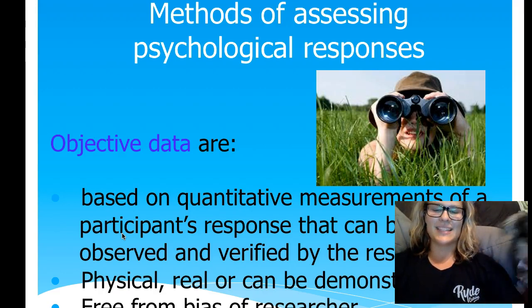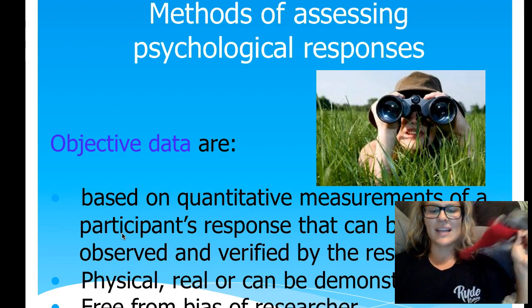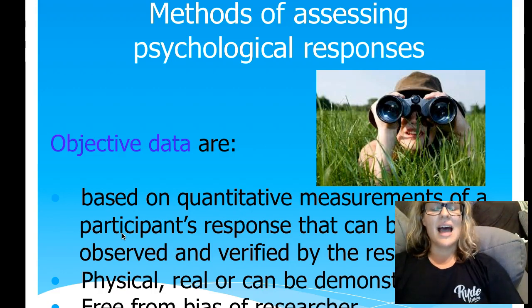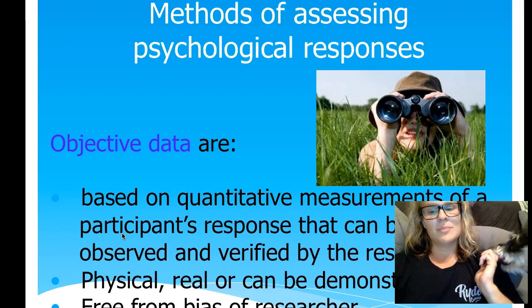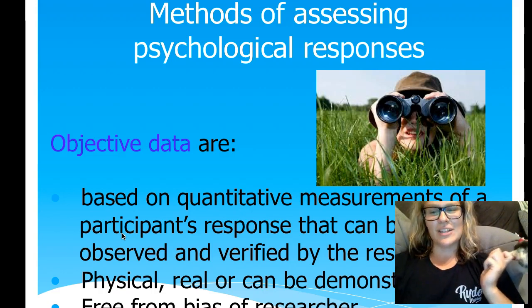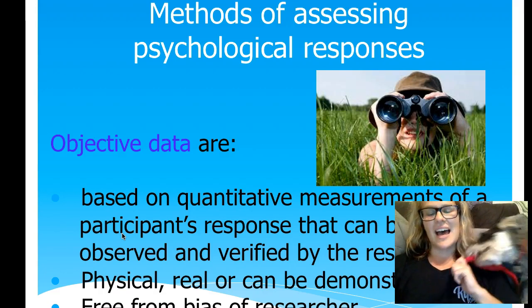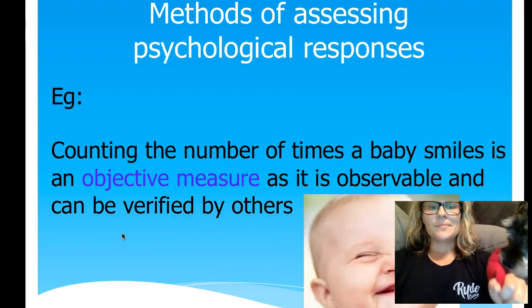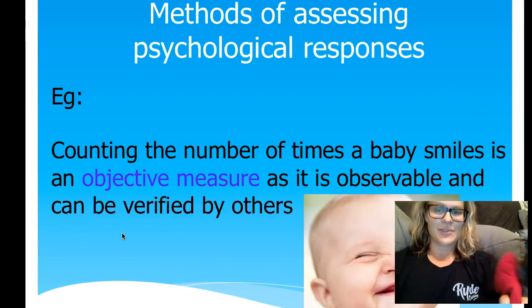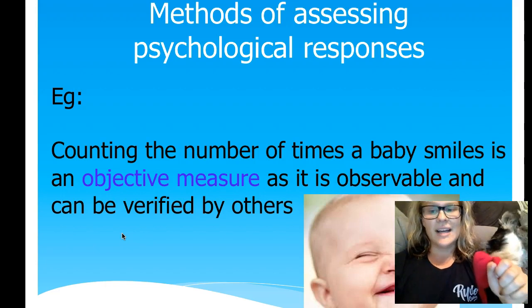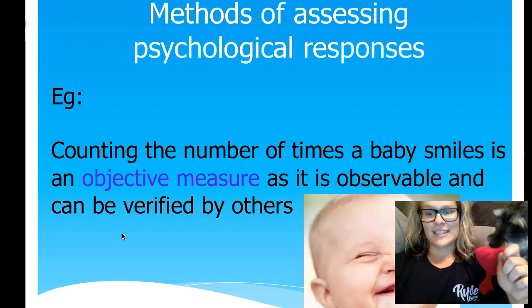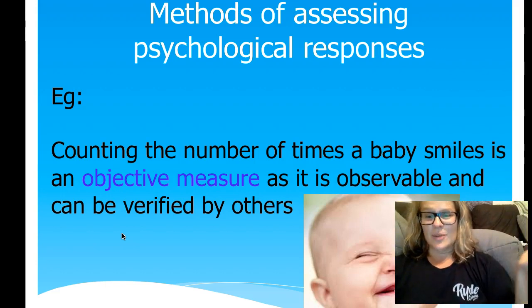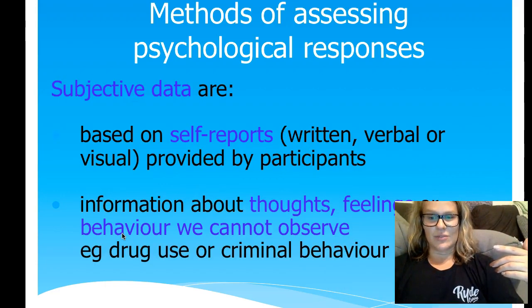This is based on the measurements of the participant's response that can be directly observed. So physical, real, and this is mostly free from bias, except if you are doing observations of behaviour, then it is all completely biased because it is all what you think it is. For example, counting the number of times a baby smiles is objective, or the heart rate that we did. So the heart rate that we did on Wednesday, that is objective because it is observable. It's something that you don't have to give yourself. Well, you do, but you don't have to give it verbally.